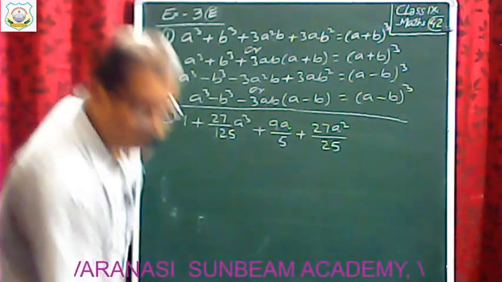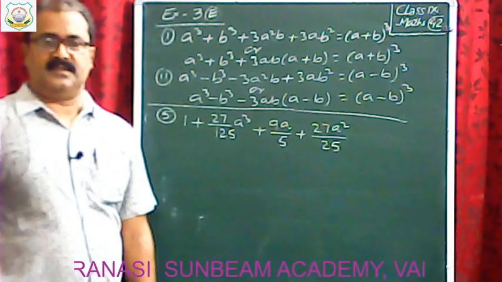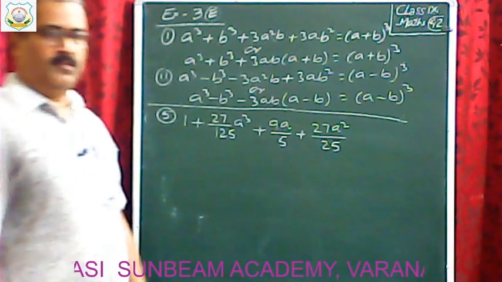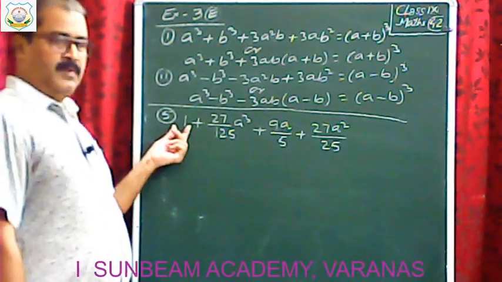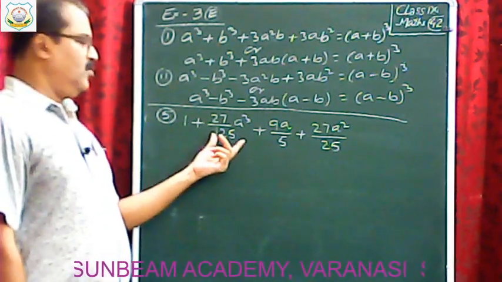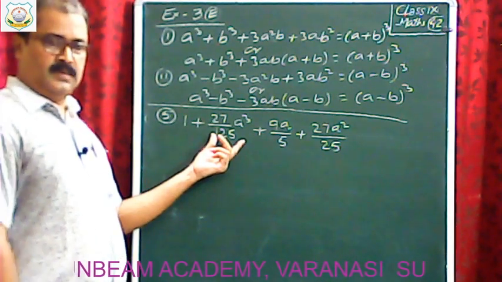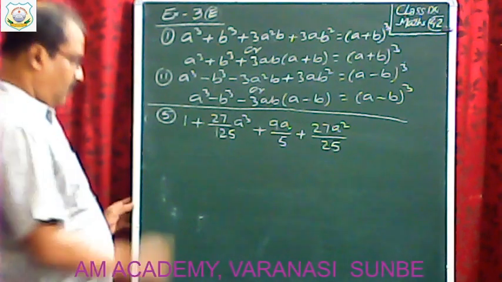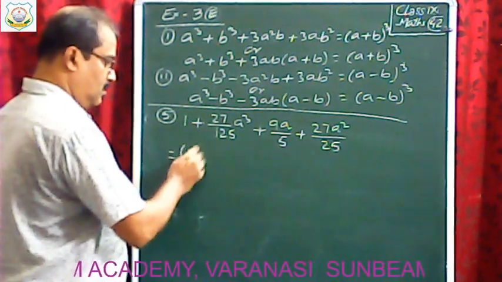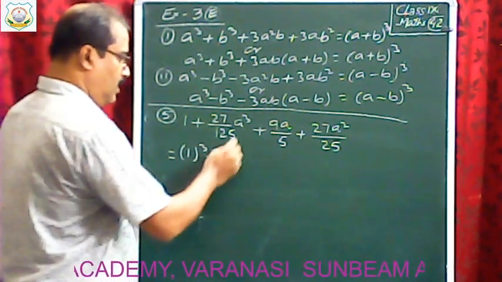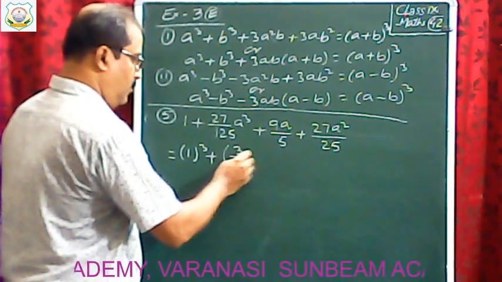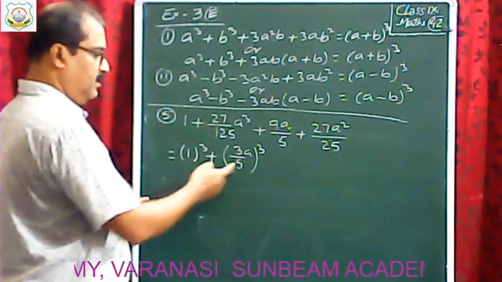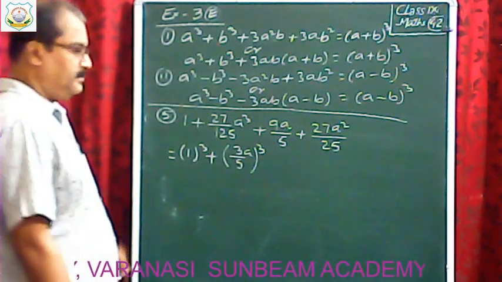Okay, one polynomial is given and you have to factorize. So count how many terms are there. 1, 2, 3, 4. Out of 4 terms, 1 is a perfect cube term, and 27a cube upon 125 is also a perfect cube term. The remaining may be the combined terms. So you have to formulate according to the identity: 1 cube plus (3 upon 5 a) whole cube, by 3 cube 27, 5 cube 125.